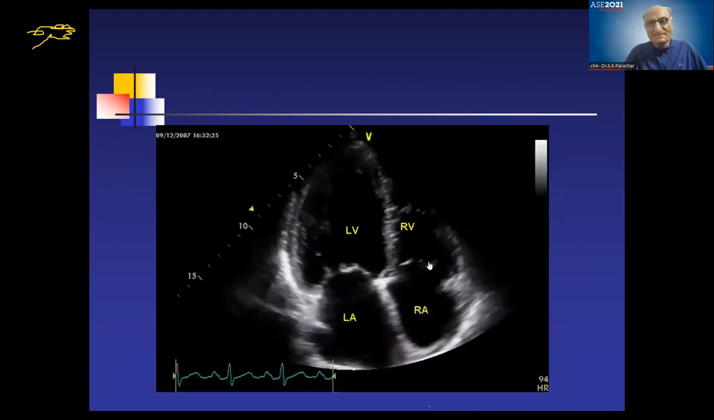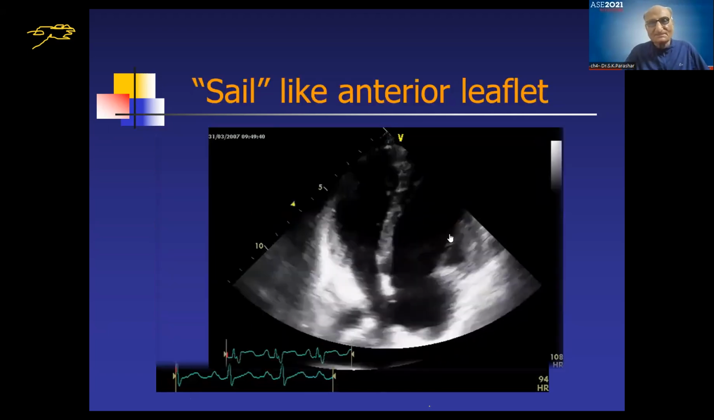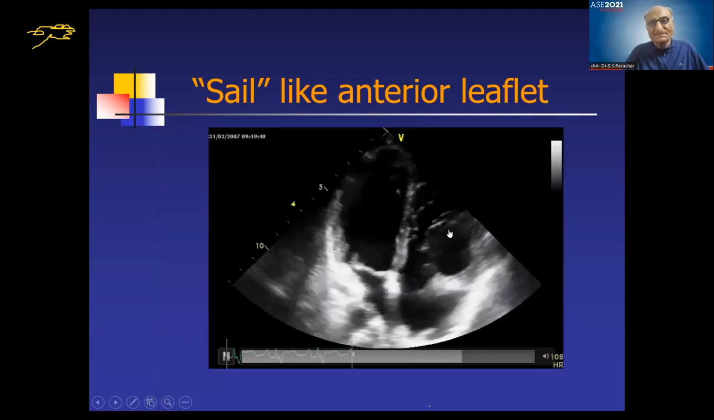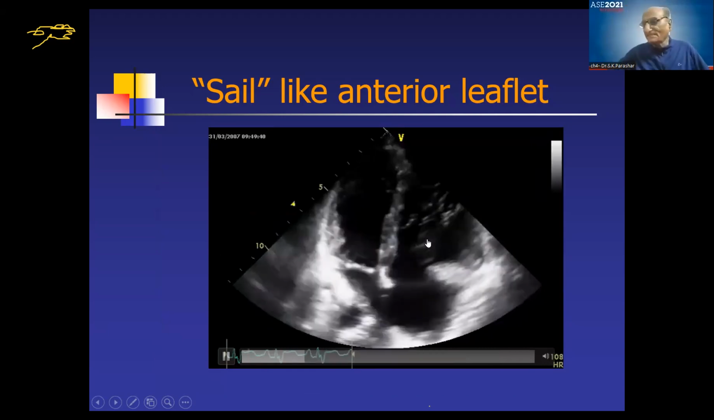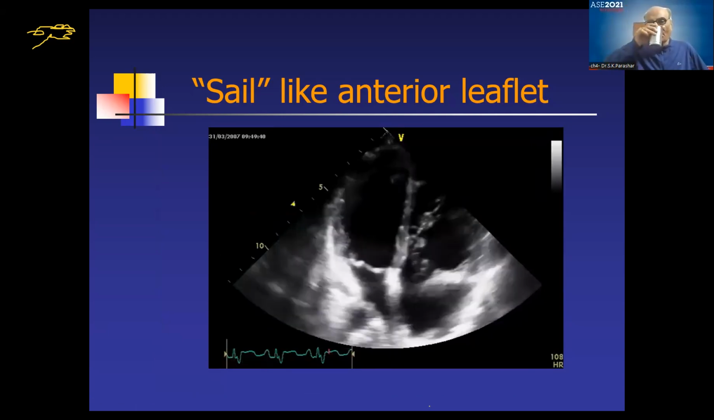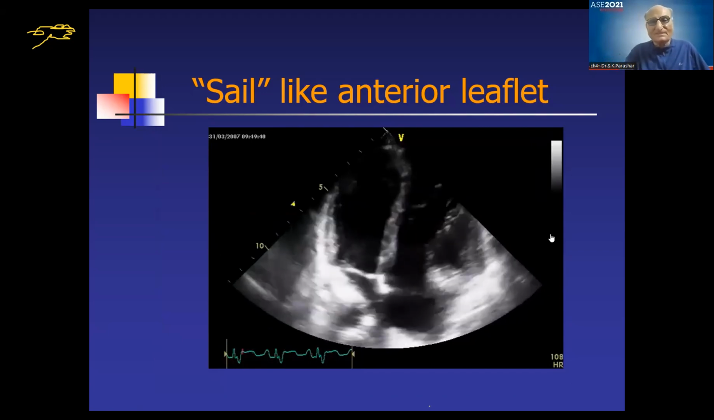Again, combined with this, here it is a small anterior leaflet. Now here you see there is a significant enlargement, like the sail of a ship, a big floating tricuspid anterior leaflet.